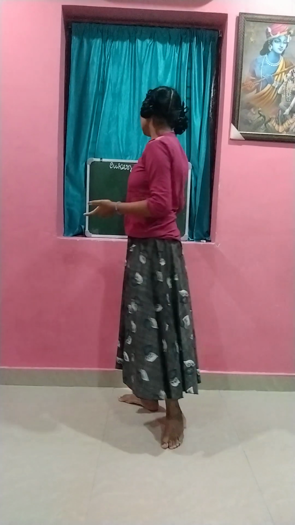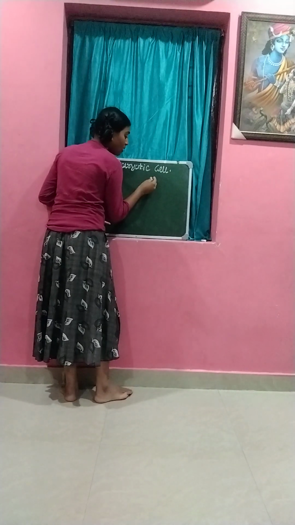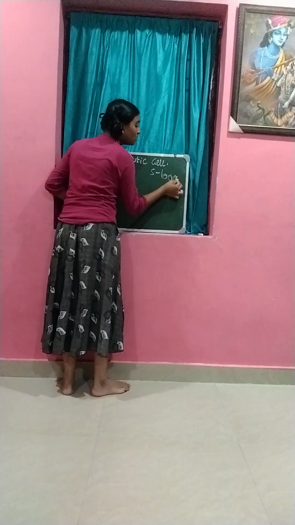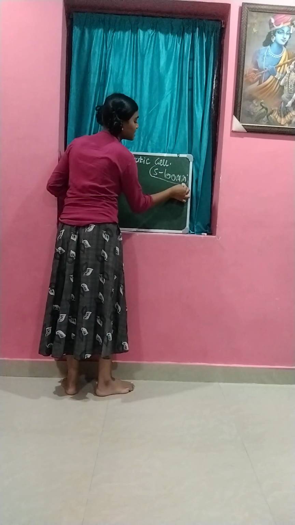And it is comparatively large in size. How much? 5 to 100 mm. This is comparatively large in size, you have to mention this. And in this, cytoplasm is present and cell organelle is also present.